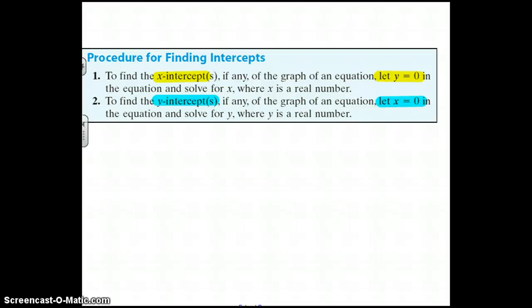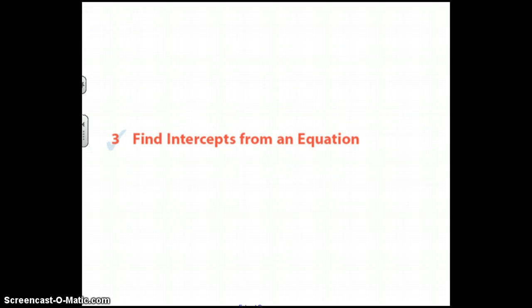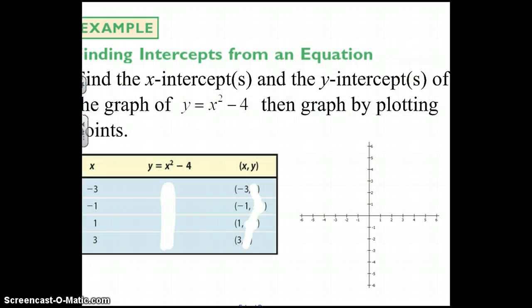So if I give you an equation, we can actually find x-intercepts. Notice that for this x-intercept, we're letting y be 0. The y value be 0. So that's a neat little rule. To find an x-intercept, we're going to let y equal 0. And to find a y-intercept, likewise, we're going to let x equal 0. So that's what this slide's talking about right here. To find an x-intercept, let y be 0. To find a y-intercept, let x be 0.